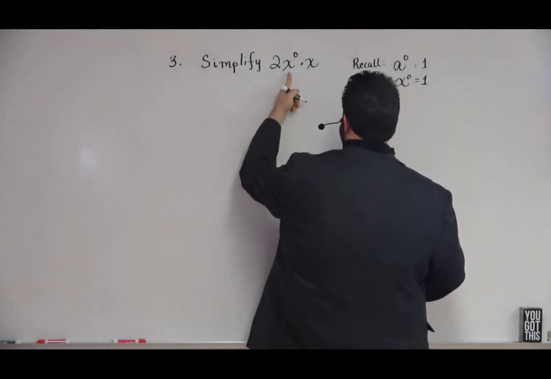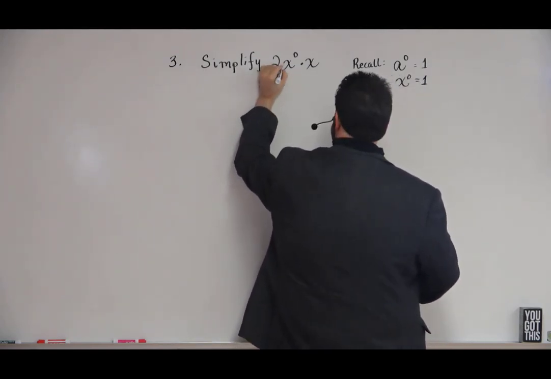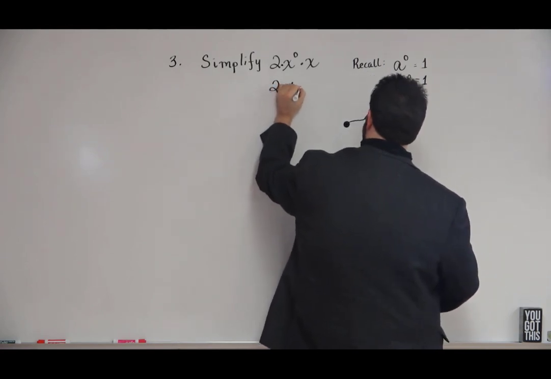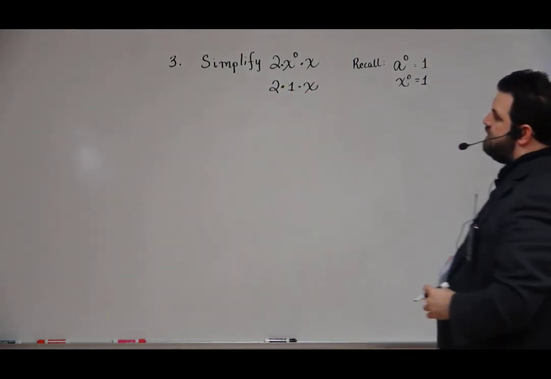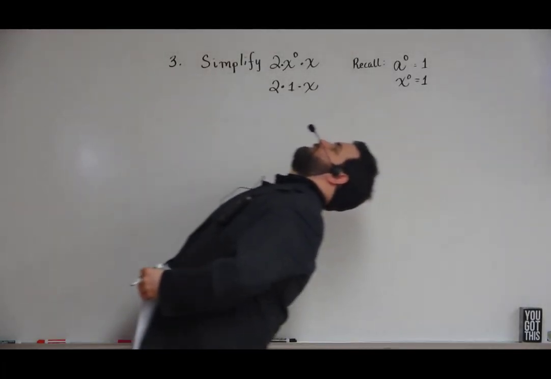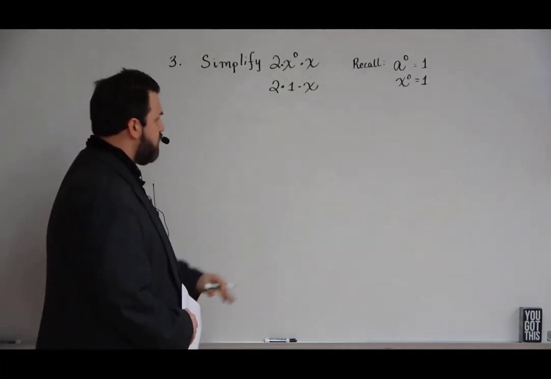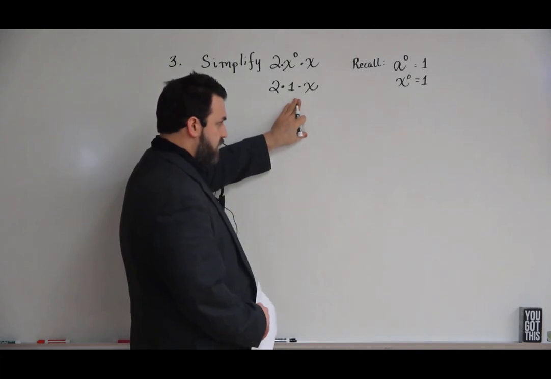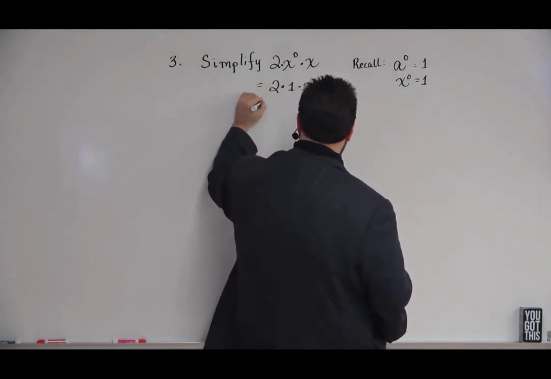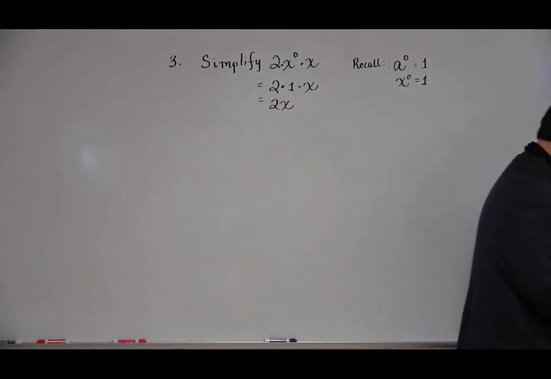So I'm going to replace this x to the power of 0 with a 1. And remember, it's multiplication, so that's 2 times 1 times x. What's 2 times 1 times x? We can't add 2 and 1 because it's multiplication. So 2 times 1 is 2, and 2 times x is 2x. So basically, this is 2x. Final answer.